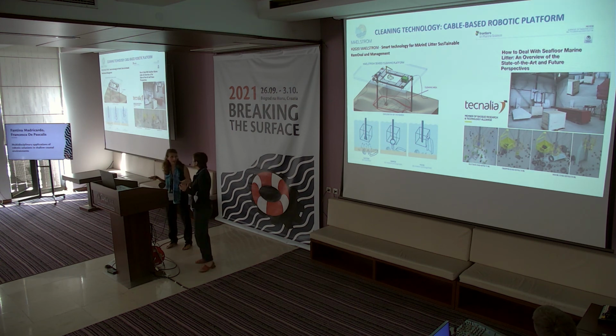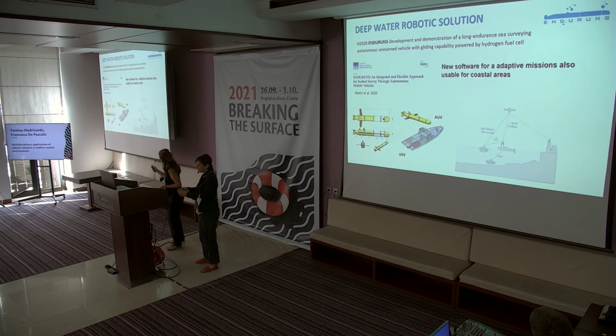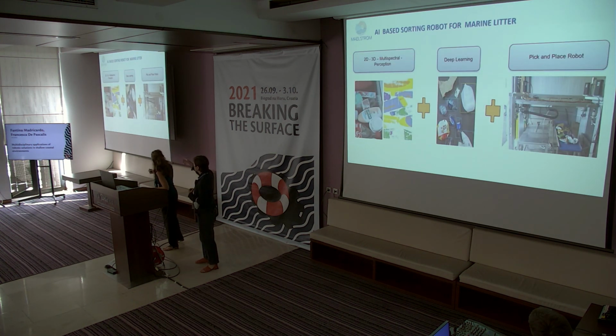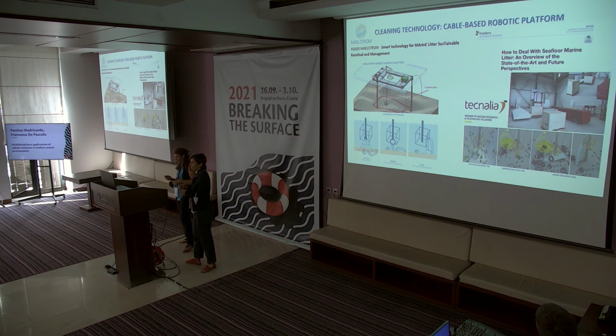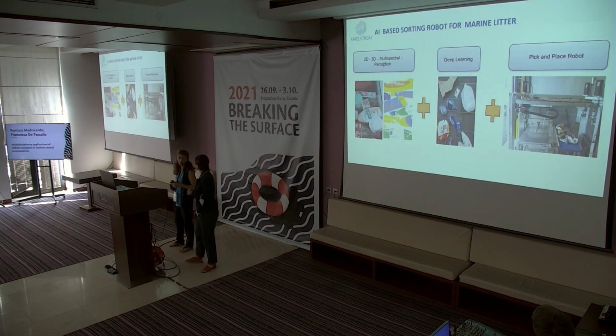In principle, you have a floating platform that you see there in gray, and in the middle you have this little cube that is the cable robot. The cable robot has different instruments attached, a suction tube, a gripper or a hook, depending on the kind of macro litter that you want to collect. Then this macro litter will be put on the platform, where we will have an artificial intelligence based sorting robot to sort this marine litter and then to recycle it.